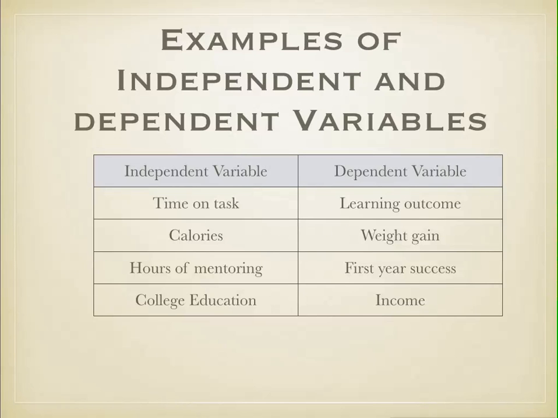Here are some examples to help us get our heads around the ideas. The independent variable would be time spent on a task, and the dependent variable would be the outcome, the assessment that you would use for that outcome. The independent variable is calories, and the dependent variable would be the amount of weight you would gain if you increase those calories. Hours of mentoring: the more mentoring you have, the higher your first year success is oftentimes. College education: the more college you have, the higher your income is. So in this column here are the independent variables, and the dependent variables are in this column over here, to give you a rough idea of how this works.